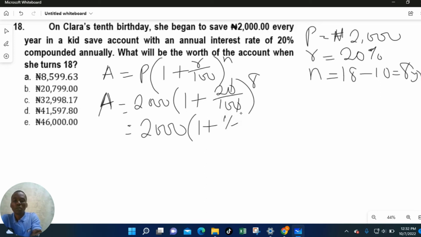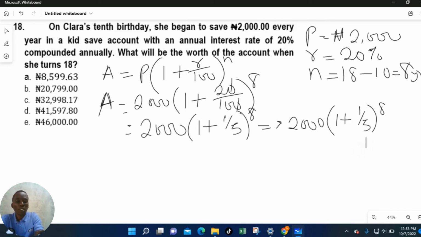This is going to give us 1 over 5 raised to power 8. Now, punch your calculator. What will 1 over 5 amount to? We'll have 2,000 into brackets 1 plus 1 divided by 5, and that will be raised to power 8. So let's take 1 plus 1 over 5.